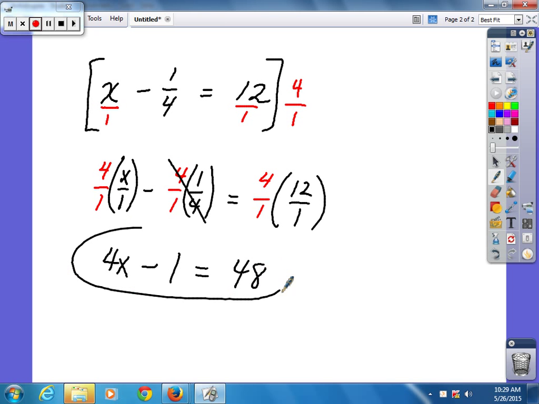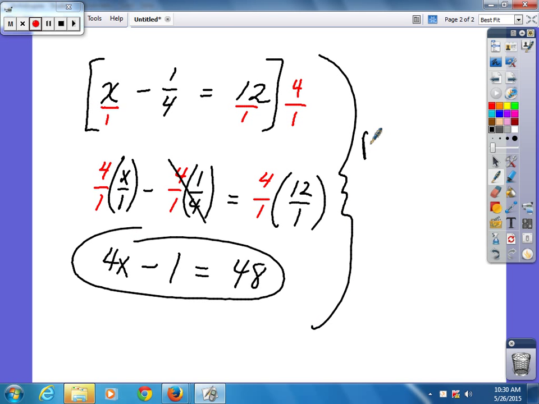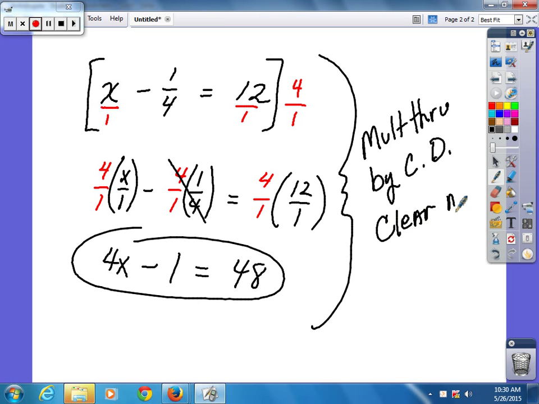Now, I would much rather work with this problem than work with this problem. Alright? So then you finish it however you want to. Multiply through by the common denominator, and that will clear any fractions and make the problem a whole lot less intimidating.